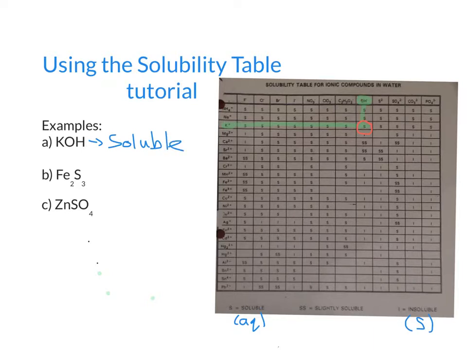Look at another example, iron sulfide, Fe2S3. We find our cation is iron, Fe3+, right here, S for sulfide right here, and where they meet, just bring your pencil across and down, or use your two fingers, and we can see that they are meeting right here at an I, and so that tells us that Fe2S3 is insoluble.